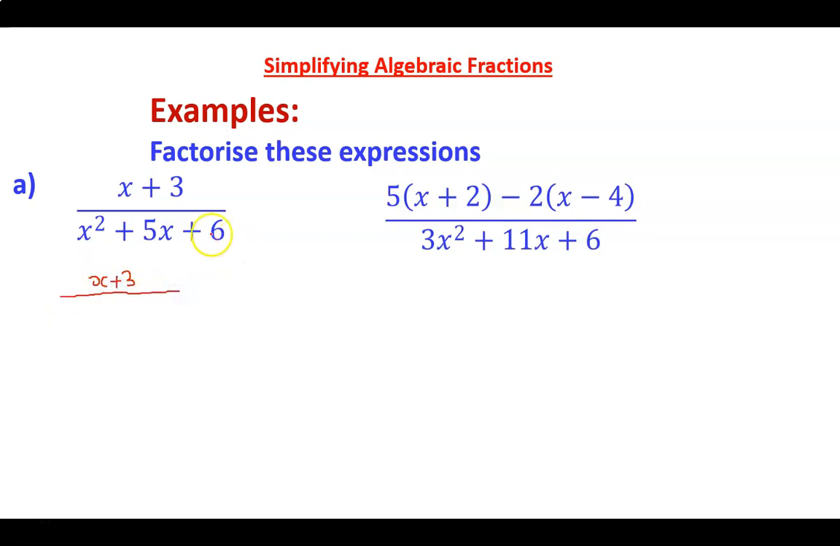And we factorized before. 2 numbers that times to 6 and add to 5. That was x plus 3 and x plus 2. In a bracket, and x plus 2. Now it gets very interesting. We got x plus 3 at the top. We got x plus 3 at the bottom. Those two we can simplify by crossing them out. And that's how we cross them.